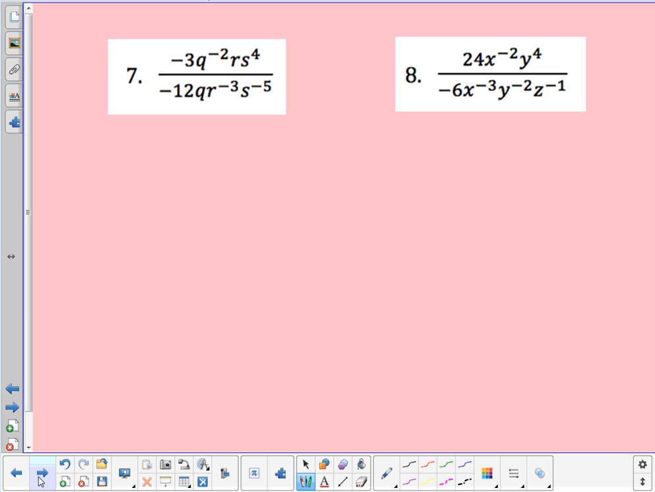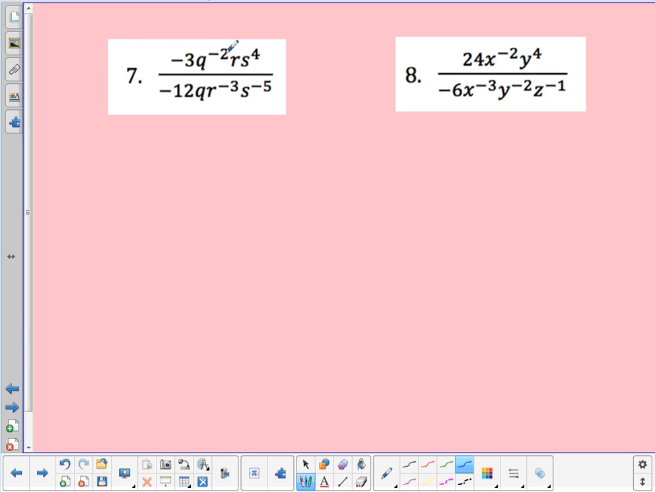Let's take a look at number 7. In number 7, lots of stuff that I can take care of. One thing that's really obvious and really easy is the fact that there's negatives out front. Now, you may be thinking, oh, I thought she said we had to move the negatives. These are negatives that are in front of a coefficient. That 3 is a coefficient. 3 is not a power.